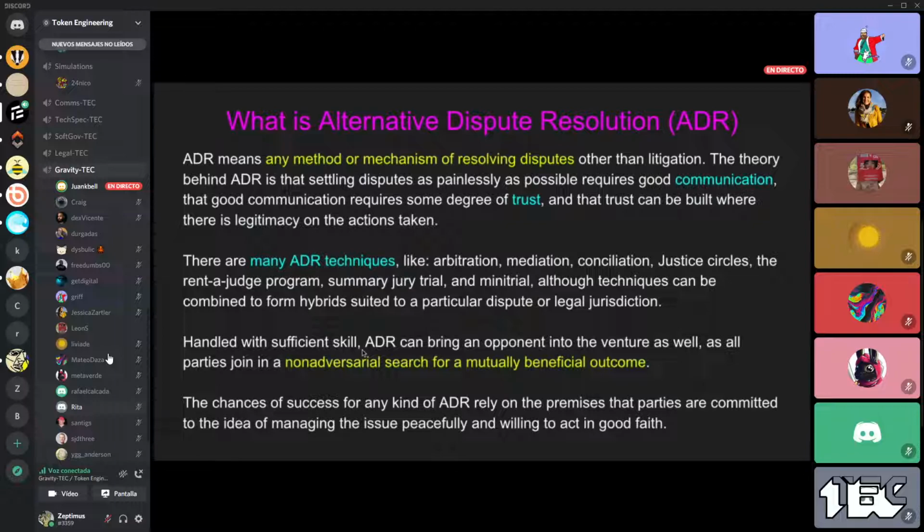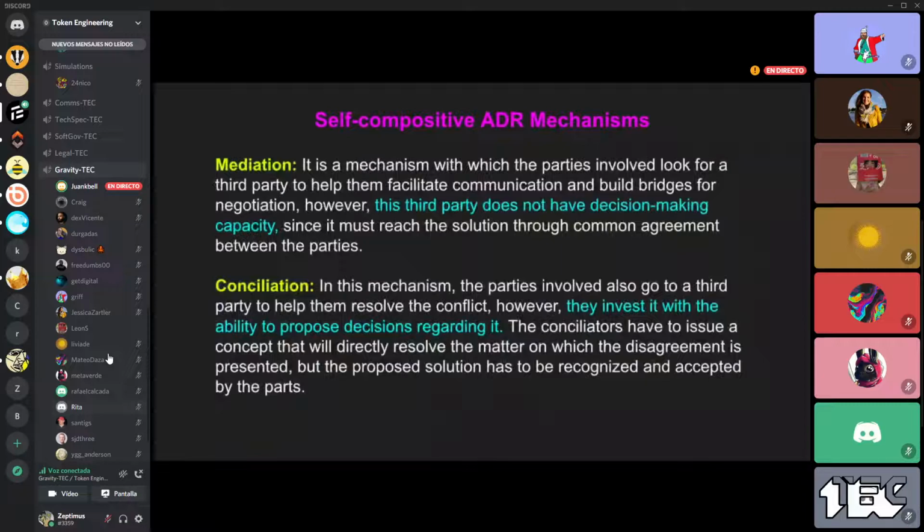And I am going to go over these techniques that I explained, that are several. I am going to go over two big groups that you can separate them, and one are self-compositive alternative dispute resolution mechanisms. They are self-compositive because they involve the parts that are participants in the conflict. They involve those parts in the composition of an agreement or on a solution.